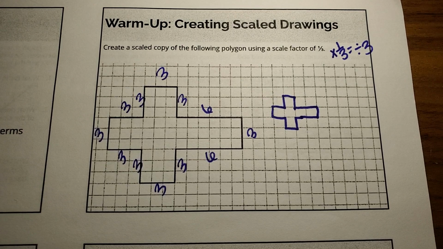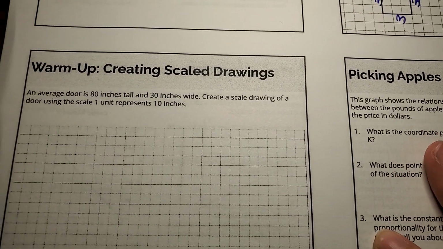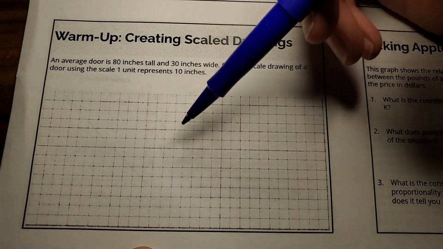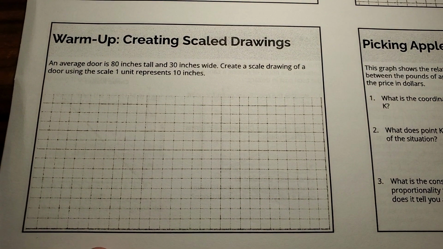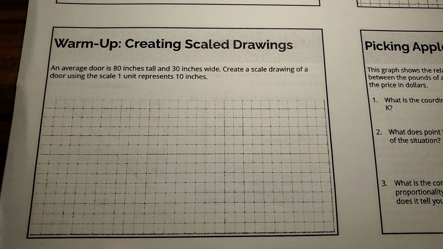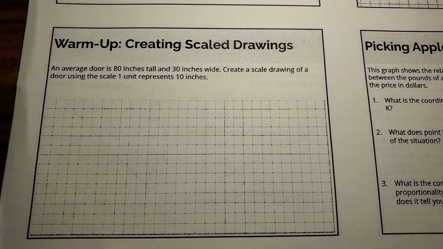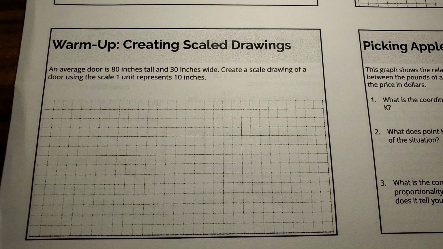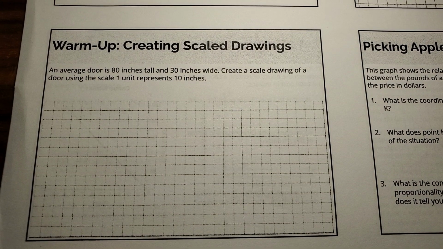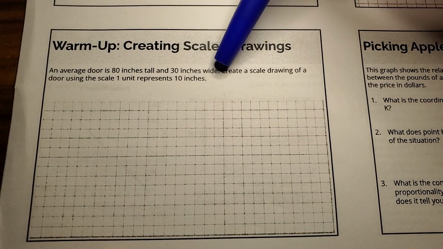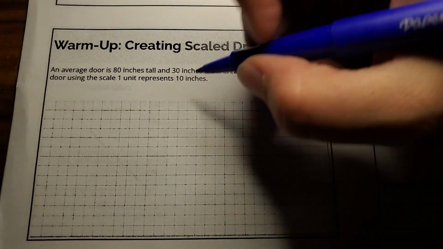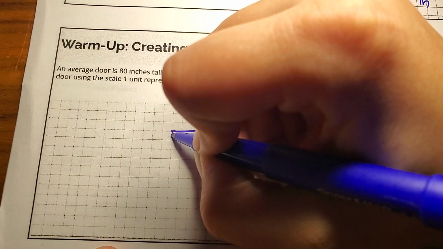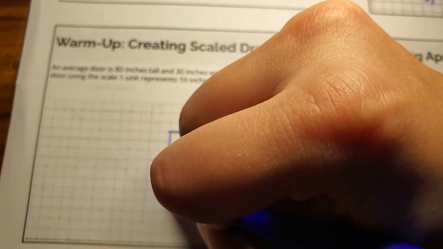And let's go ahead and move on to the next part of our warm-up, which is the scale drawing of the door. So if one of these units represents 10 inches, one of our little boxes is 10 inches, and we need to figure out how many units do we need to make 80 inches and how many to make 30? Well, we can either count by tens or we can divide these numbers by 10. So 80 divided by 10 is 8. And 30 divided by 10 is 3. So the width is going to be 3, and the height is going to be 8. 2, 4, 6, 8.